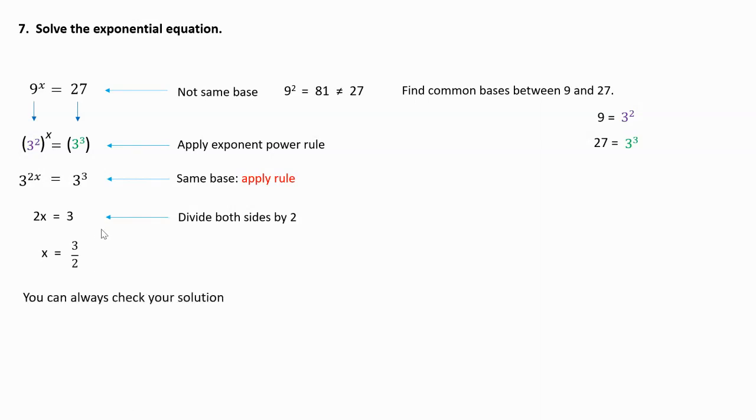But you can always check your work. I'm going to plug in 3/2 for the x's. If you put that in the calculator, guys, it's going to give you 27. So 27 equals 27, so I know it's true. It's correct.